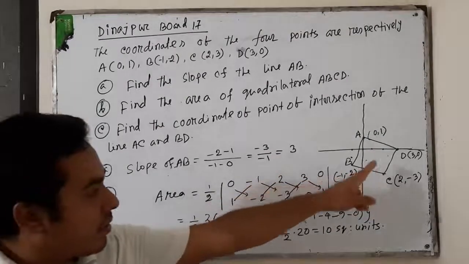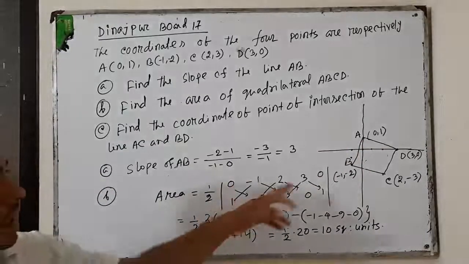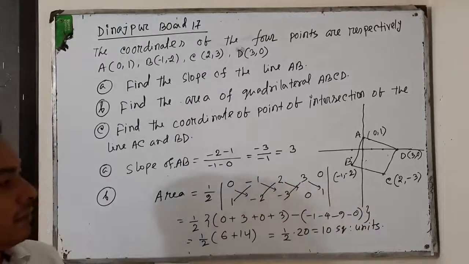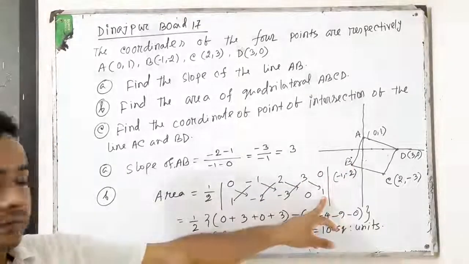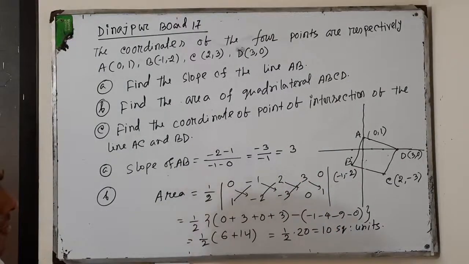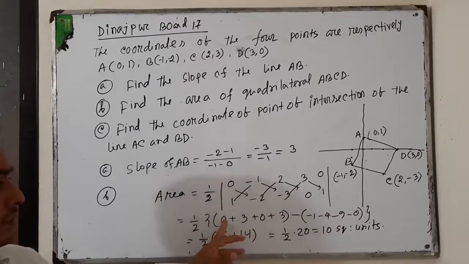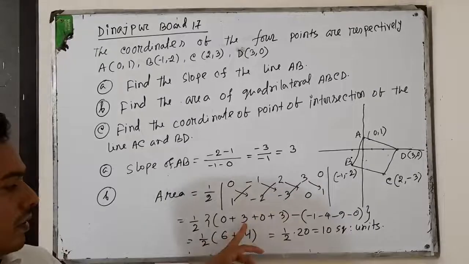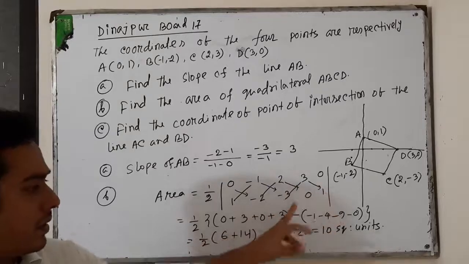So taking anti-clockwise order, the first point is (0, 1), the second point is (-1, -2), the third point is (2, -3), and then (3, 0), and we take the starting point again. Okay, (0, 1). So multiply in this way: 0 times -2 is 0, -1 times -3 is equal to +3, and multiply this 0 and multiply this 3.